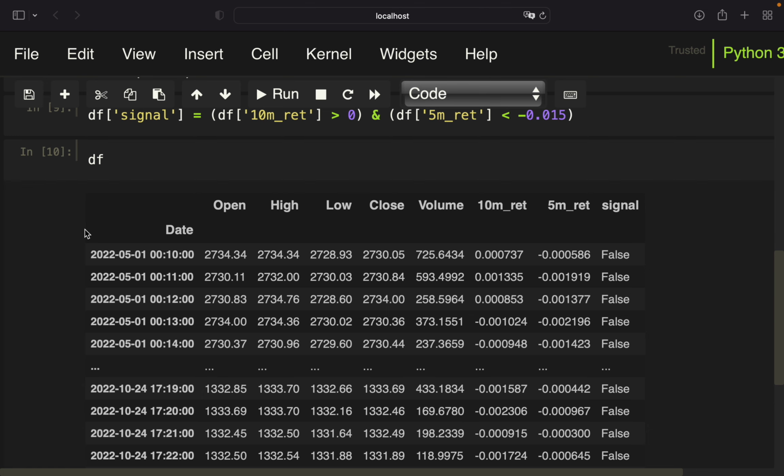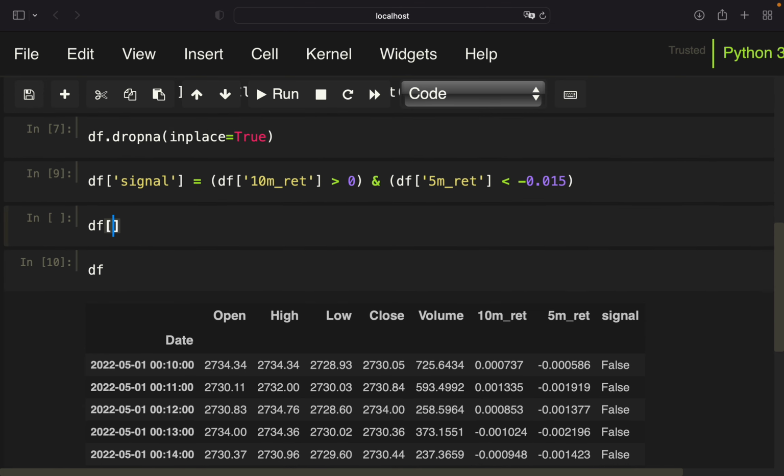Anyhow, let's do that. So calling that shifted open.